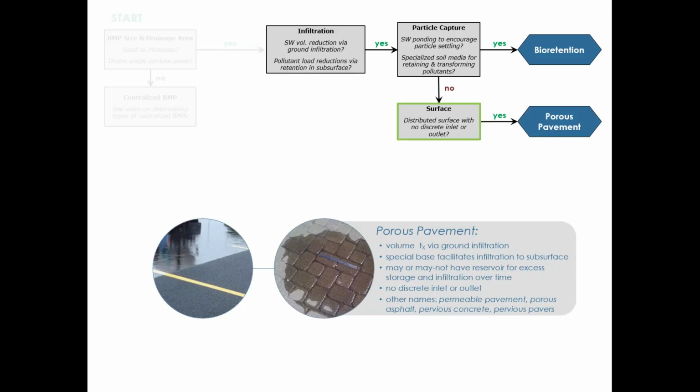Porous pavement is a durable, pervious surface that is used in place of typically impervious materials like concrete or asphalt. Porous pavement materials overlay a crushed stone base that allows the stormwater to percolate and infiltrate into the underlying soil. It may include a gravel reservoir to allow for storage and infiltration over time. Stormwater is not routed to porous pavement, but instead porous pavement minimizes the runoff generated from a typically impervious surface.